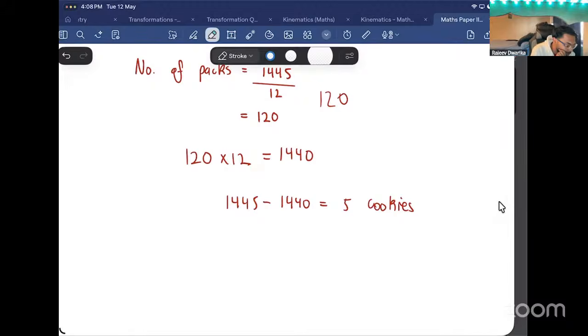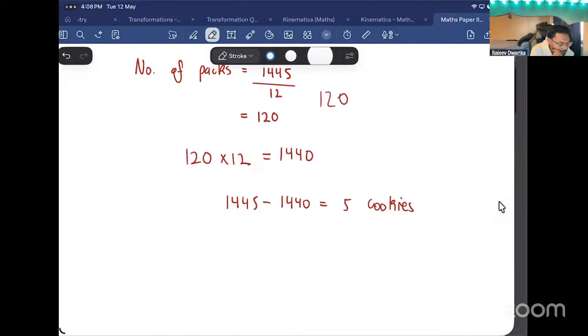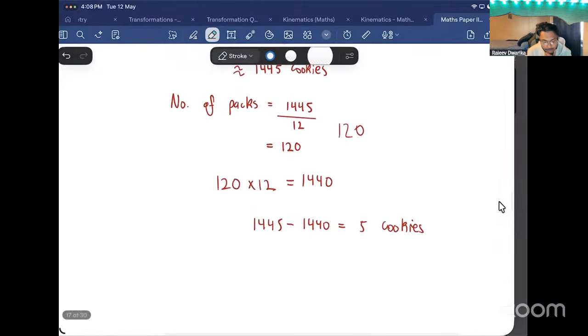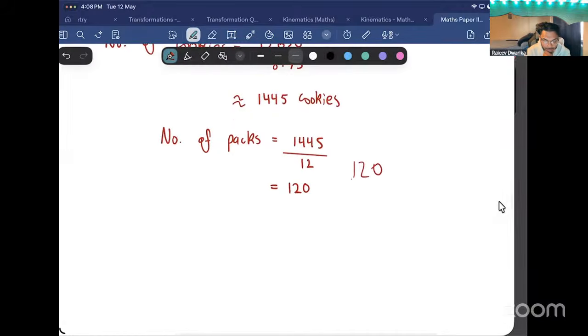Okay, let me see what chat does. Chat says I'm going to send you a screenshot. Chat says 12650 divided by 105. Where do you get 105 from though? Oh, so here's what happened. I see what they did. All this is good because students get to see the mistakes somebody could make.